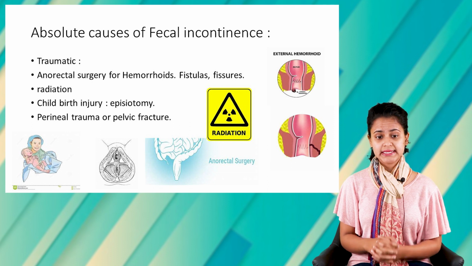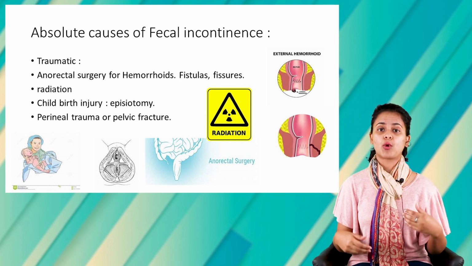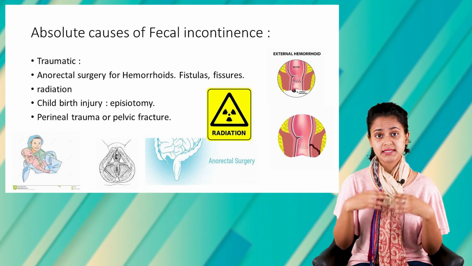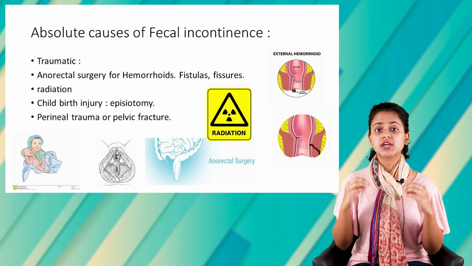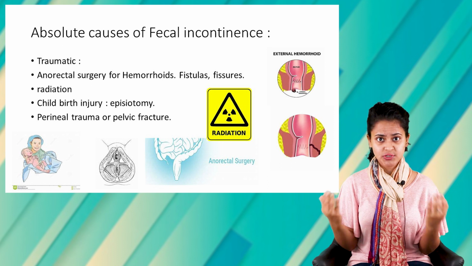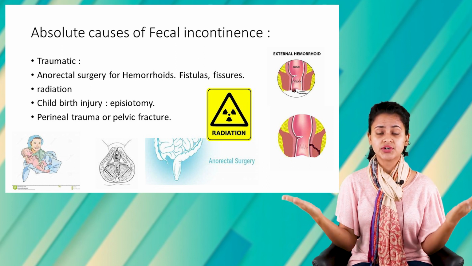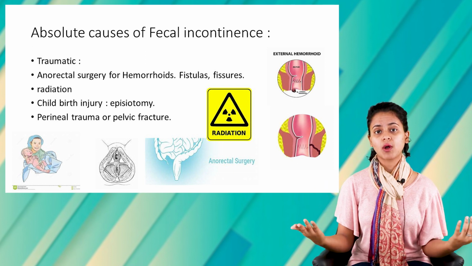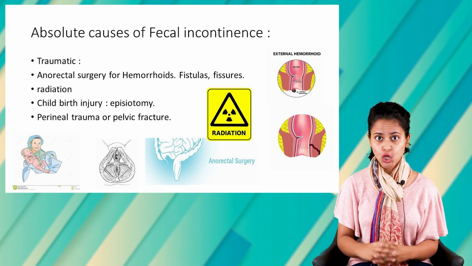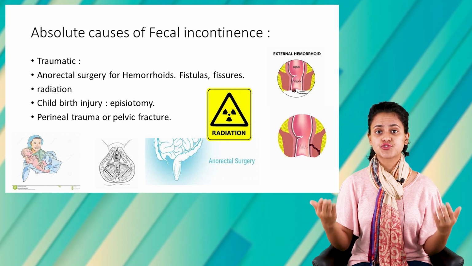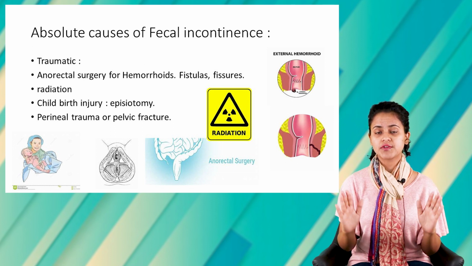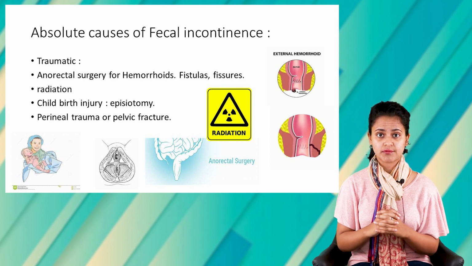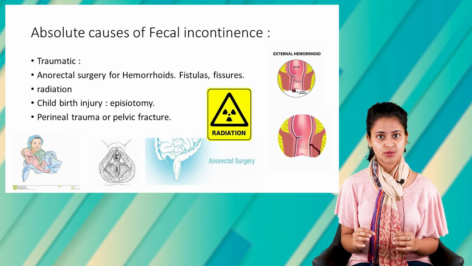The next one is perineal trauma or pelvic fracture. Both of these can ultimately alter the functional ability of the muscular structures or the sphincter and the nervous structures associated with the involuntary process of defecation. Once there is traumatic injury to any associated structure of defecation, we are going to see the client is more likely to suffer from fecal incontinence.